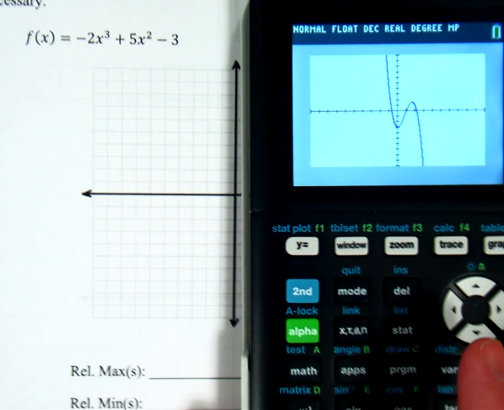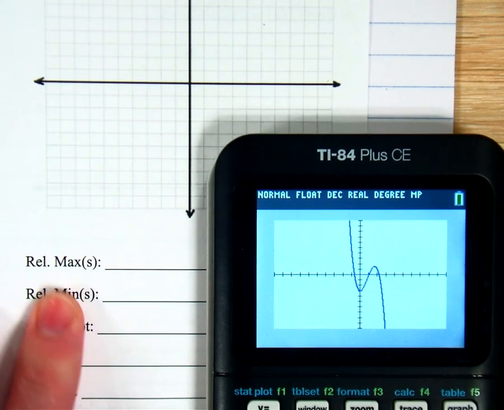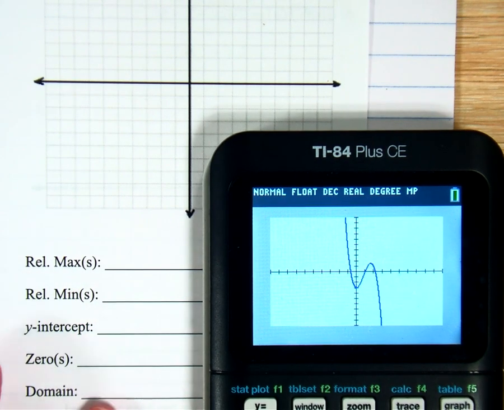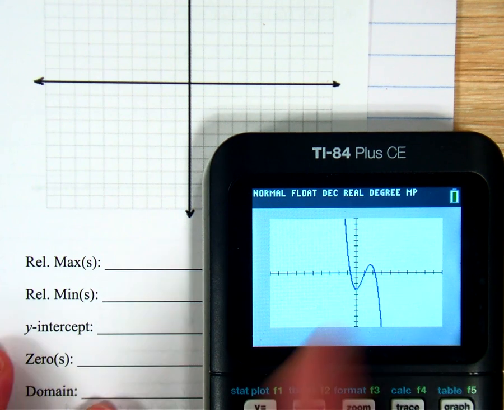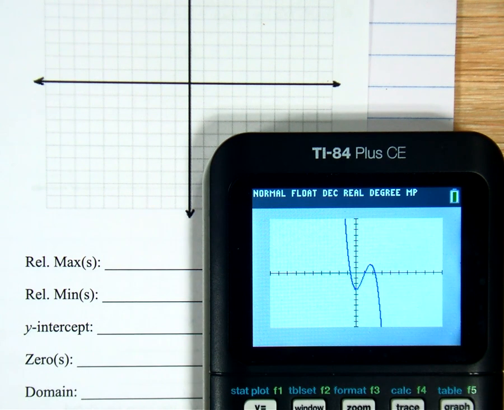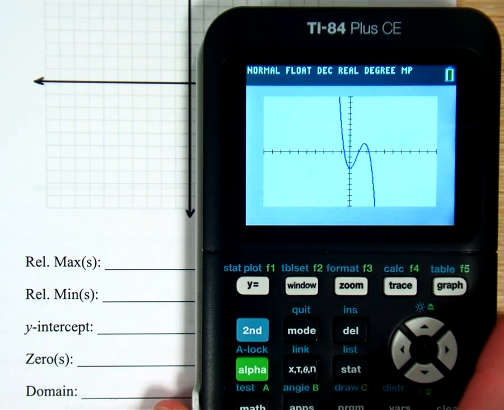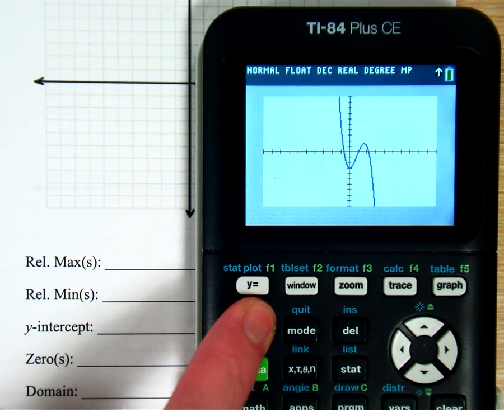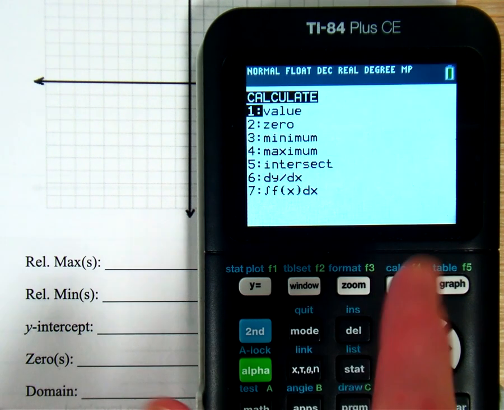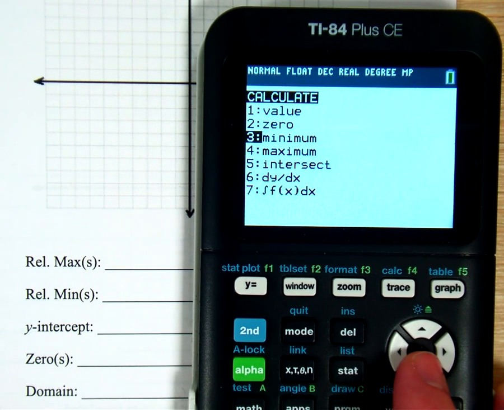Okay, first thing up is relative maximum. There's the top of a mountain. Remember, it's possible to have more than one relative max and more than one relative minimum. Those just mean every top of the mountain and bottom of the hill. So, maximum: second, trace, maximum.